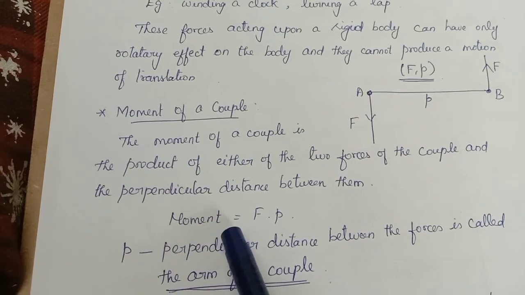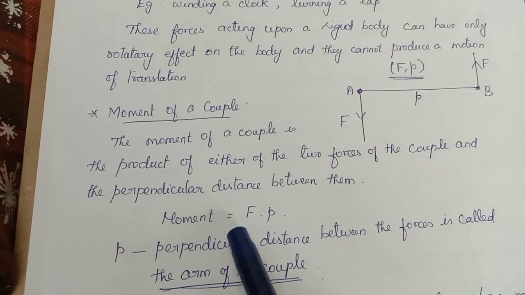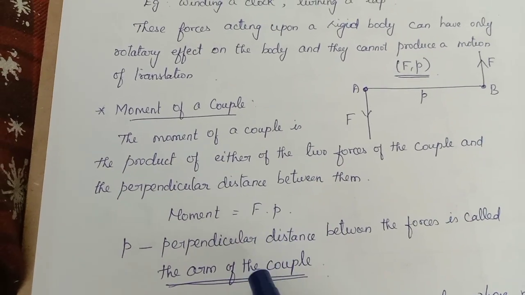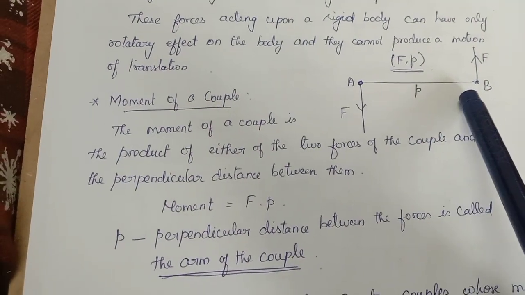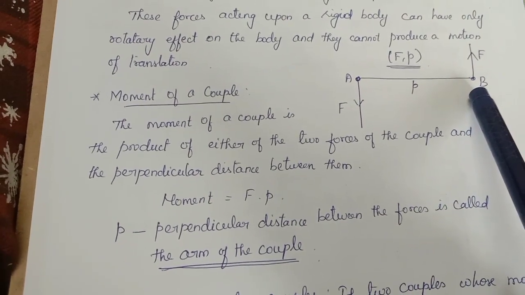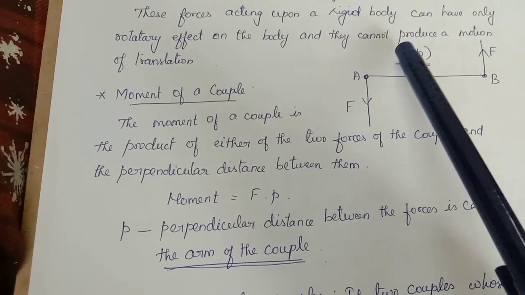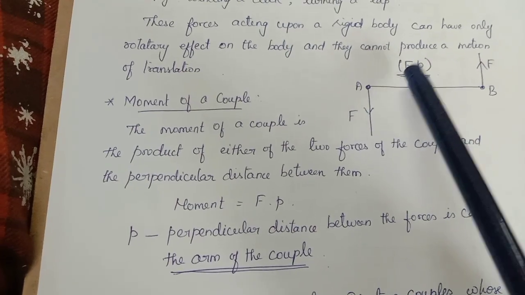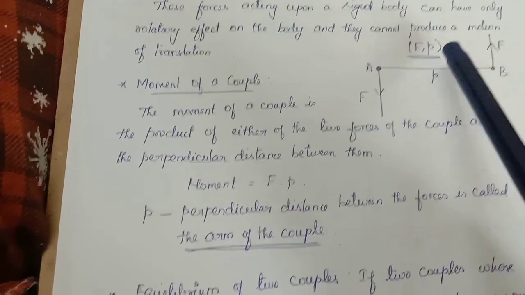So each couple is characterized by its moment. This is the measure we find whenever we talk about a couple. So the moment is equal to F into P, where P is the perpendicular distance. This is called the arm of the couple. The perpendicular distance between the lines of action of the forces is called the arm of the couple. A couple is usually written within brackets: the first component is the force, comma, the second component is its arm. This is how we represent a couple.